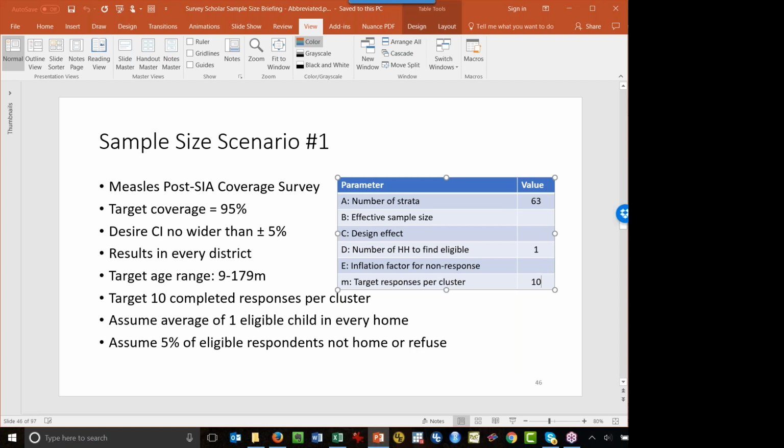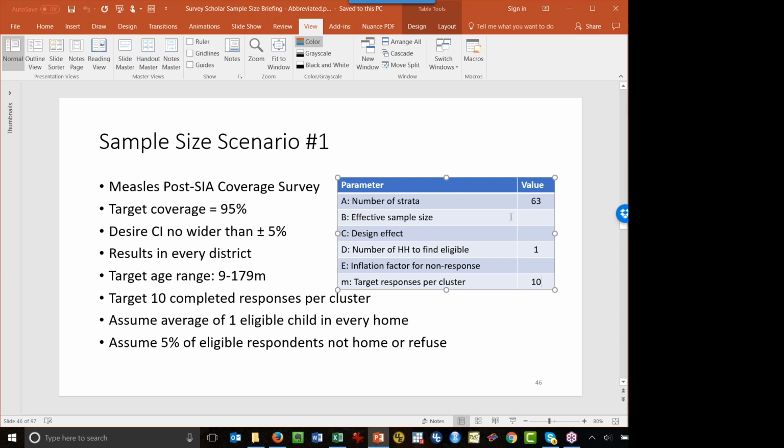And they said, let's assume from the start that 5% of the eligible respondents would either not be at home or might refuse to help in the survey. So we have 3 of the 6 values that we need. And in the next few steps, we'll do some calculations to fill in the rest of this table. Okay? And then we'll use those numbers to calculate the sample size.